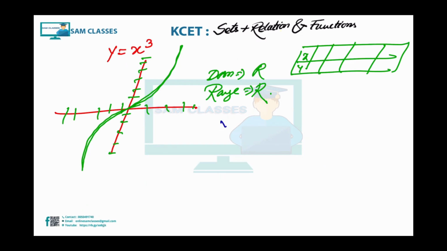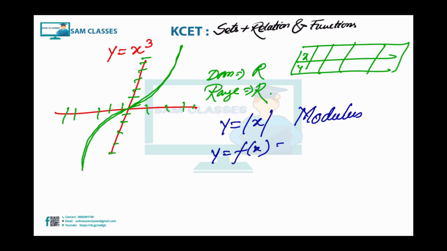Now, let's see the next graph, y is equal to mod x. This modulus function is very important for KCET students. So modulus function, what does it mean? y is equal to f(x) is equal to mod x. So what do you basically understand by this? f(x) is equal to x when x is greater than or equal to 0. If it is a positive quantity, what does the mod do?